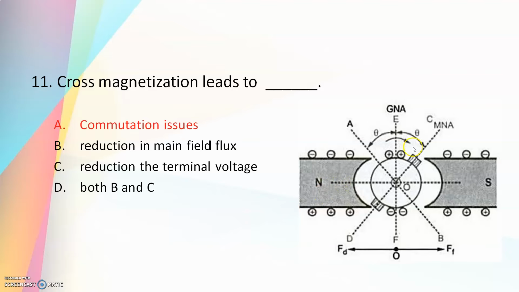Normally we are keeping the brushes at geometric neutral axis, but due to this cross magnetization effect, the axis shifts to this point, so we have to adjust the brushes in order to avoid the commutation issues, that is the sparking issues.